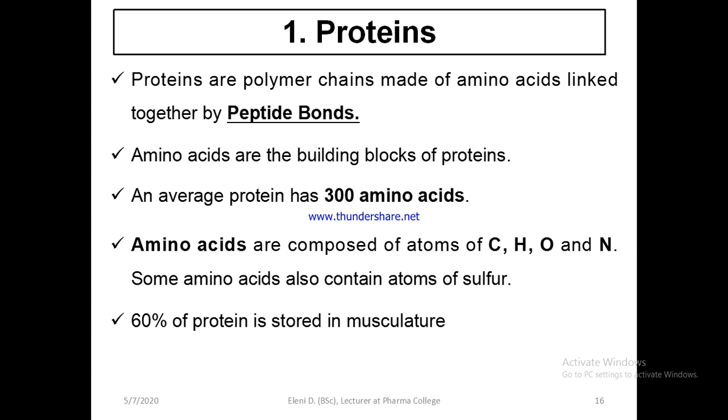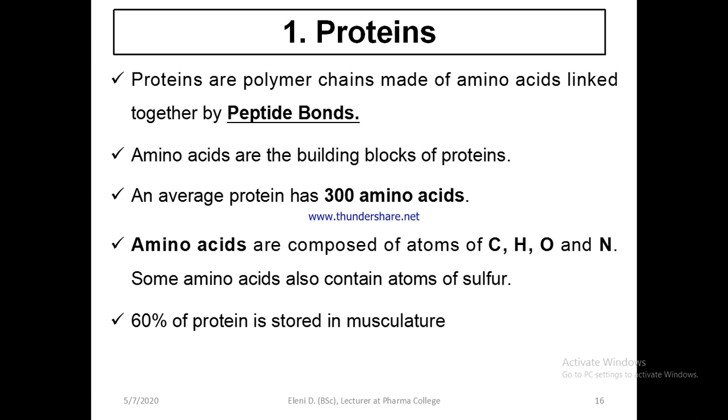So let's start with the proteins, the macronutrients. Proteins are polymer chains made of amino acids that are linked together by peptide bonds. Therefore, as you know, amino acids are the building blocks of proteins. When protein is broken down, it will give amino acids. An average protein has 300 amino acids. Amino acids are composed of the atoms carbon, hydrogen, nitrogen, oxygen, and in some proteins also sulfur.